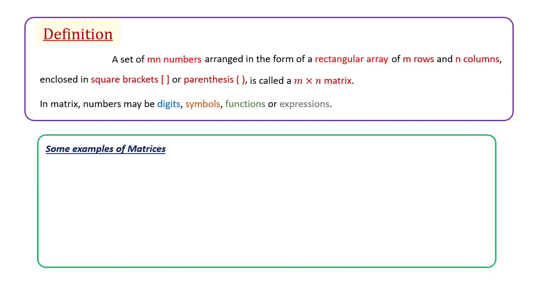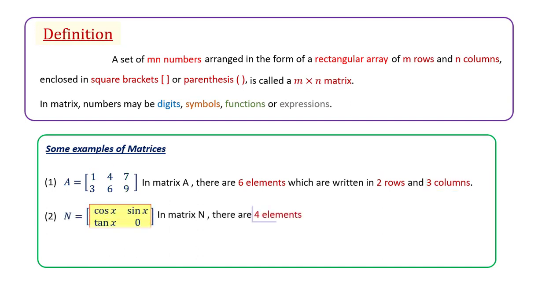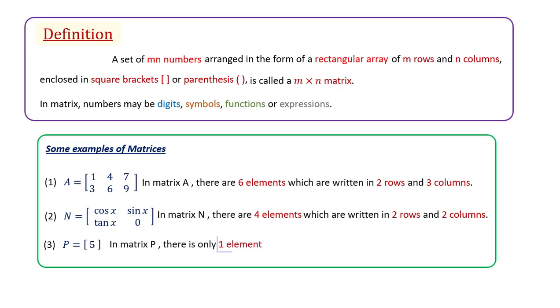Following are some examples of matrices. Here, matrices is plural of the word matrix. First example, in matrix A, there are 6 elements which are written in 2 rows and 3 columns. Second example, in matrix N, there are 4 elements which are written in 2 rows and 2 columns. Third example, in matrix P, there is only one element which is written in 1 row and 1 column.